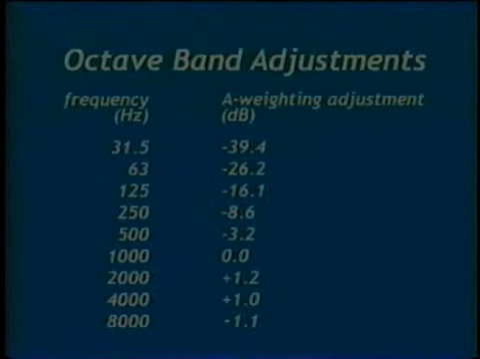For each center frequency shown, a dB adjustment value is given. For example, for the 125 Hz octave band, a negative 16.1 dB adjustment should be applied. The 500 Hz band requires a negative 3.2 dB adjustment. The 1000 Hz band, which can be thought of as the reference frequency for A weighting, has no adjustment, and the 2000 Hz band requires a positive 1.2 dB adjustment in sound pressure level.